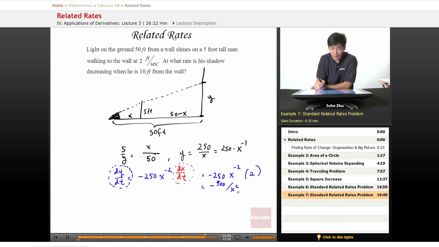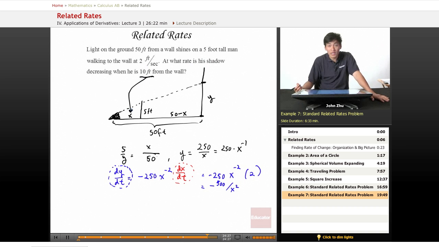So all we need is to find x. So what is x? So to solve for x, when he is 10 feet from the wall, what rate is his shadow decreasing? Well, at 10 feet, here's your hint. This is your x. They're always going to give you either what you need to solve the problem or enough information to help you solve for what you need. So here they're giving you 10 feet, which is x.